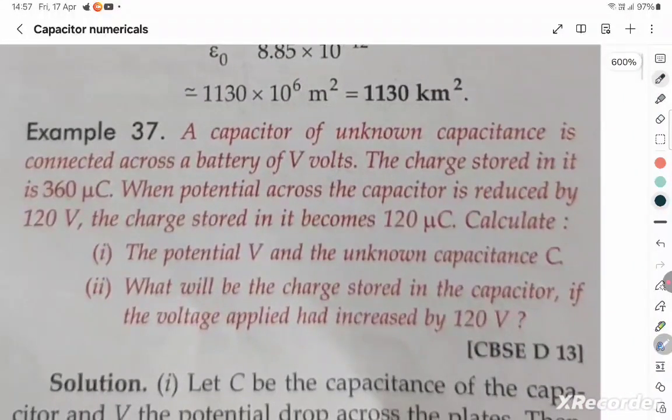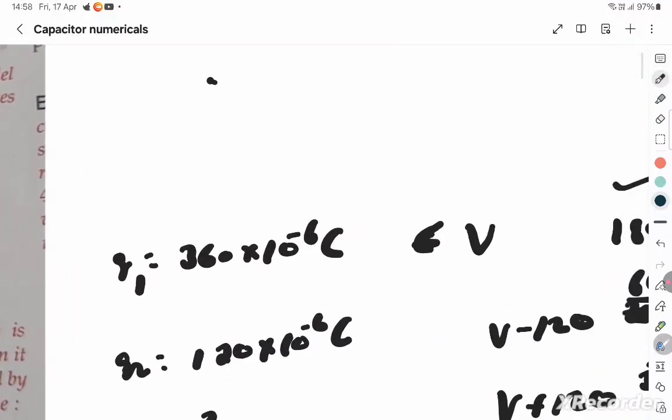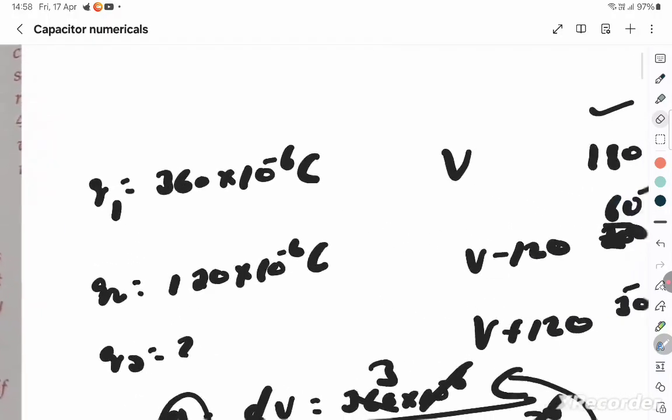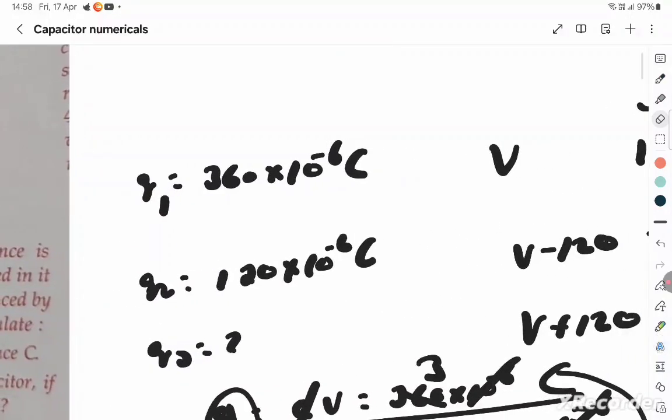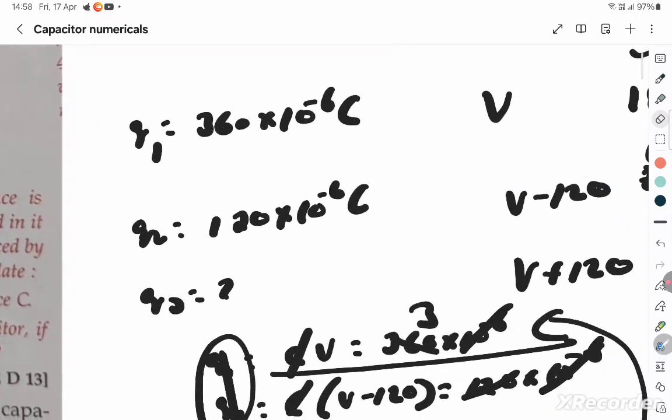A capacitor of unknown capacitance is connected across a voltage of V volts. The charge stored in it is 360 microcoulomb. So jot it down like this. For a voltage of V volts, it is 360 microcoulomb. And then for a voltage of V minus 120, you're reducing the voltage, and the charge stored is 120 into 10 to the power minus 6. You increase the voltage, what will be the charge stored?